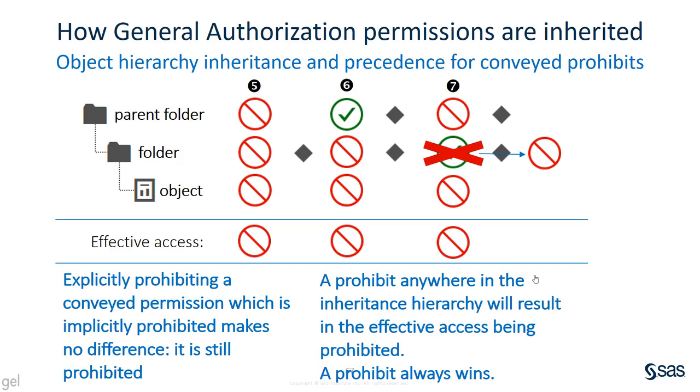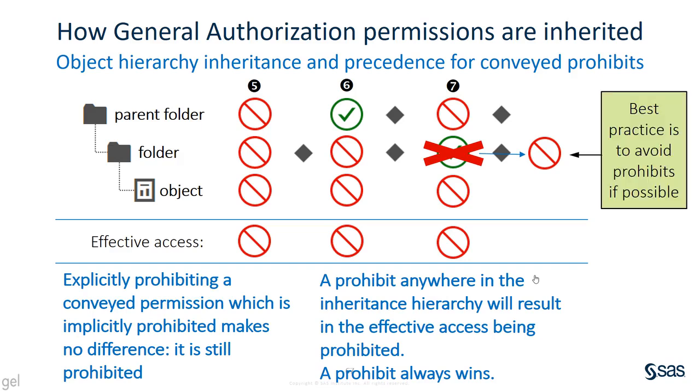Any questions on that? Okay. So as I've mentioned to a couple of people already, it's a best practice to avoid using prohibits if possible. You see how powerful they are, right? You can get yourself into a lot of bother if you design a security model in Viya that relies on prohibits. You're going to be searching around for a needle in a haystack trying to find why someone can't access something.